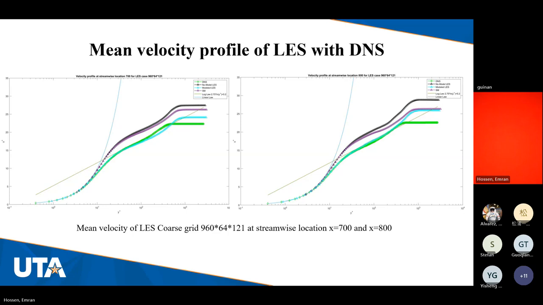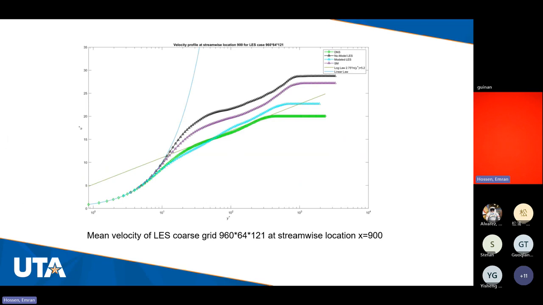Next, we took 960 times 664 times 121 and the streamwise direction, x equal to 900. Still, you can see that our model matches the DNS curve pretty accurately, and is far better than the Smagorinsky and no-model LES.